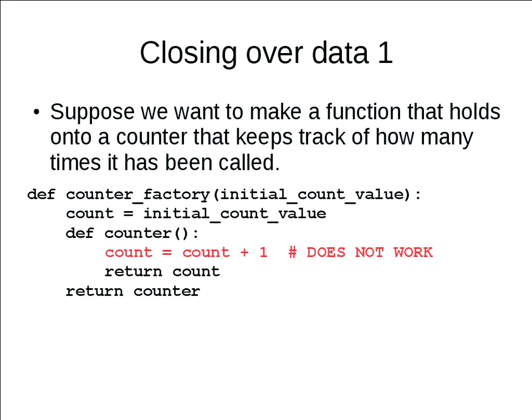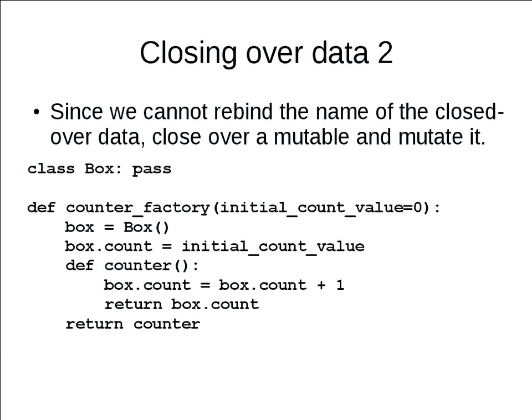Counter factory is going to make a function for us called counter, and every time we call it, it'll return a number 1 higher. So it's counting how many times it's been called. A fairly useless thing, but a nice simple example. This is not going to work because this is trying to rebind the name count, and you'll just get an error when you try to compile this code. But instead of trying to rebind the name count, we can pass in a mutable object and mutate that and have the count changing. So this is the way I would recommend to do that.